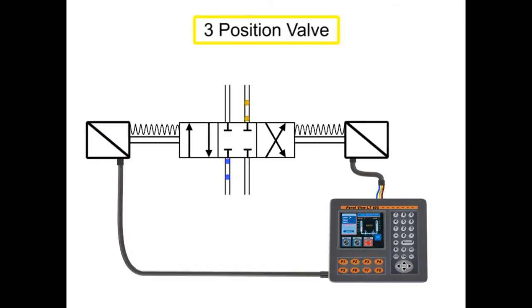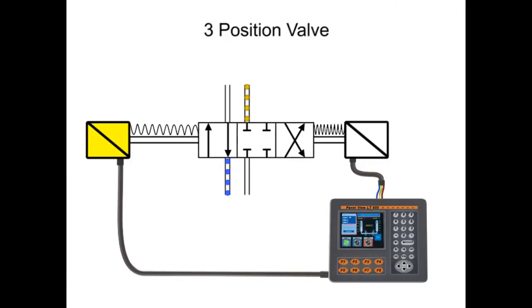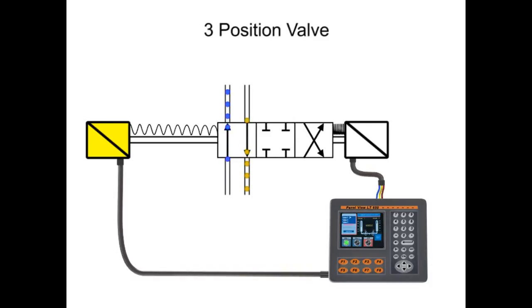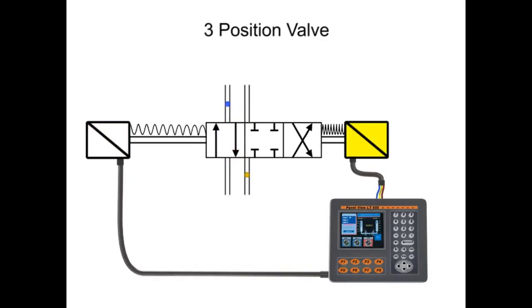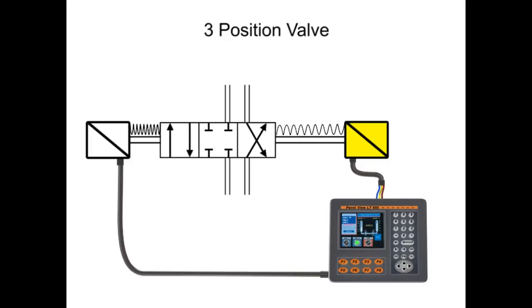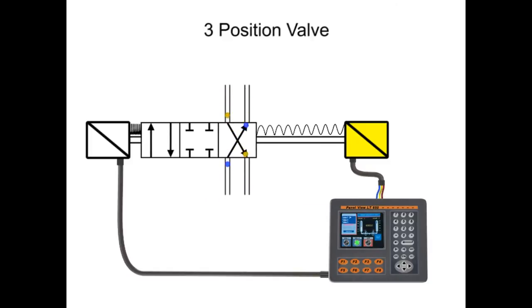A three-position valve has a spring-centered neutral position for its internal spool. Because of the centering springs, it's necessary to hold current on one solenoid or the other to keep the spool in one of its side positions. When each solenoid is energized, the valve shifts to the appropriate position.